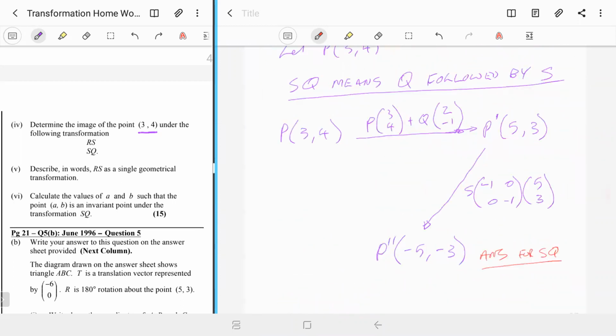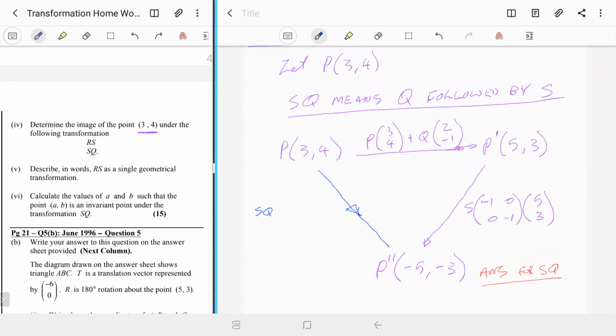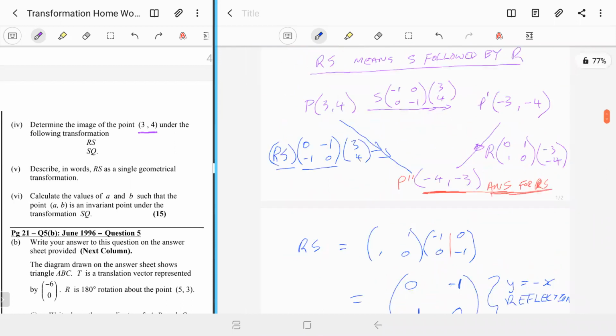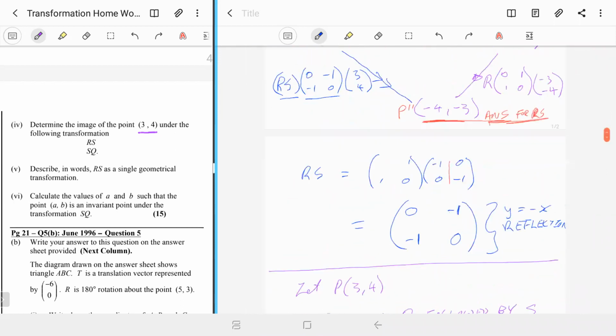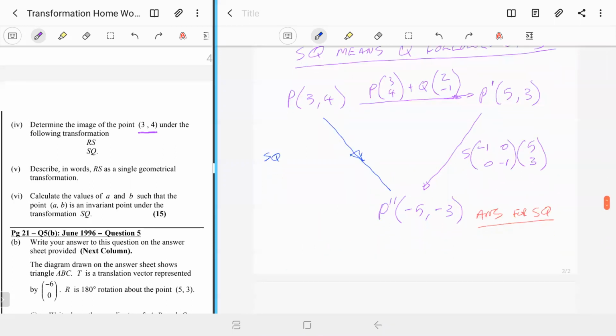Back to me now. Let's say I want to do it in 1 step now. What am I going to do now? One step using the SQ. So up here I did one step with the RS, and now I'm considering doing it in 1 step down here with the SQ. Remember, S is a 2 by 2 and Q is a column, a translation.